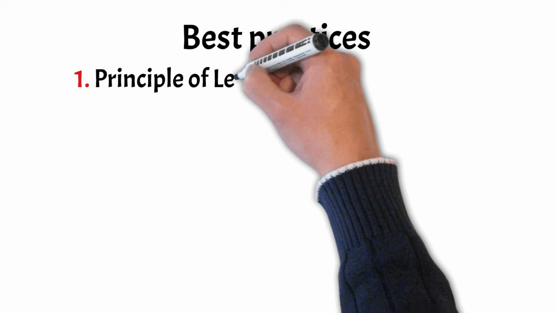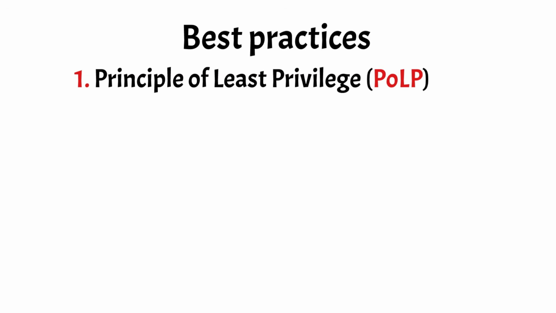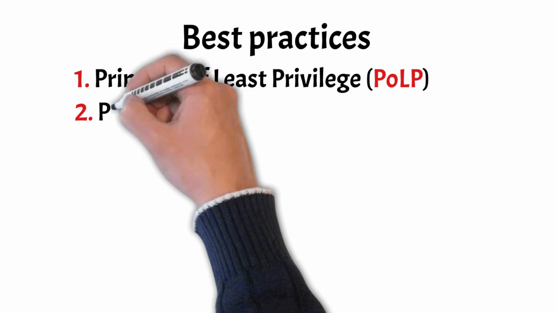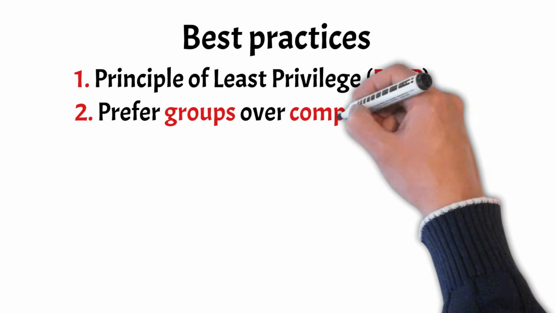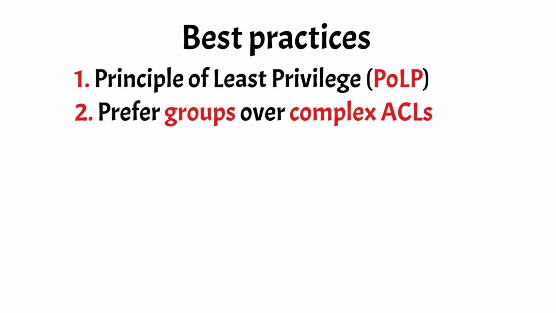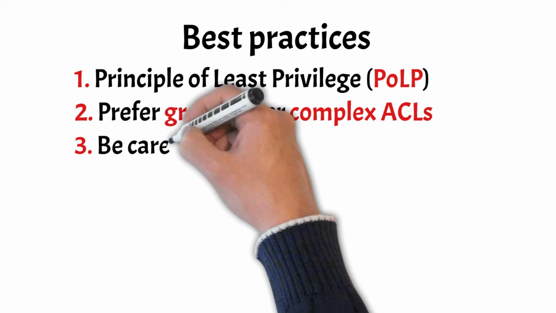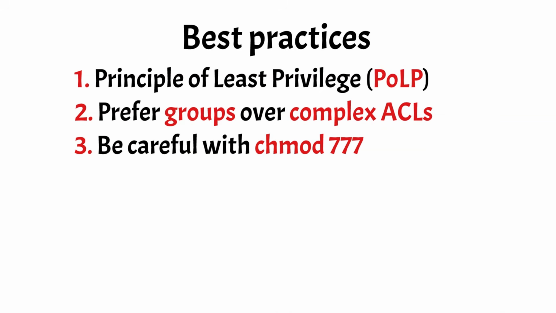First, follow the principle of least privilege. Only grant the permissions that are actually needed and nothing more. This reduces the risk of accidental or unwanted access. When working with multiple users, it's usually better to use groups instead of complex ACLs, since they are simpler to manage and easier to understand. Be especially careful with commands like chmod 777. While it may seem like a quick fix, it gives full access to everyone and should generally be avoided in favor of more restrictive permissions.